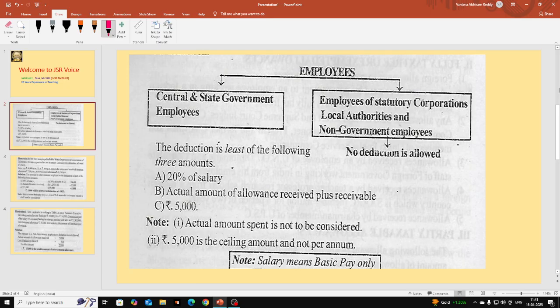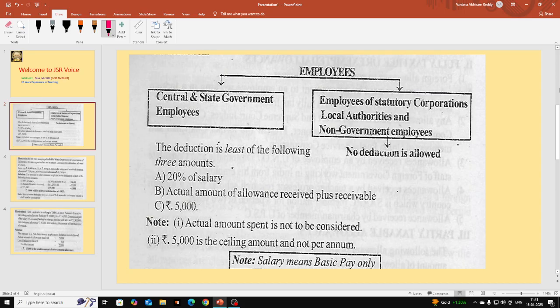So, who will get the deduction? Deduction is nothing but exemption. Who will get the deduction, and who will not? We should know that. If anyone is eligible to get the deduction, we should know what the deduction amount is. We should calculate it, and that will be given as a deduction in entertainment allowance. So, we must know the rules regarding entertainment allowance deduction.